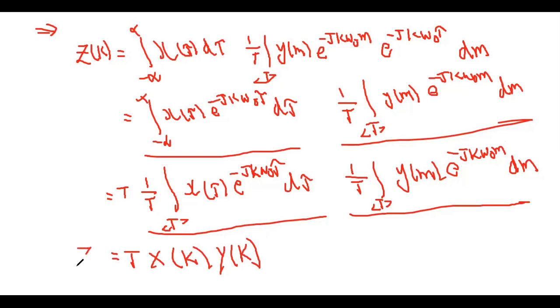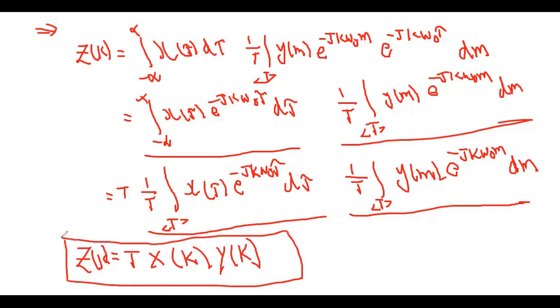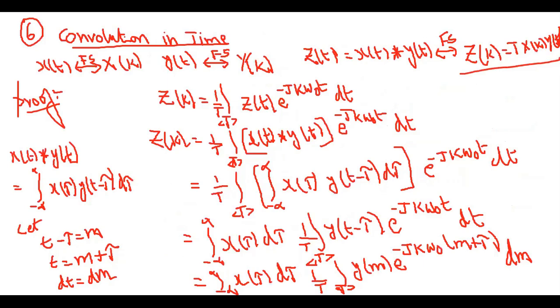Got it, my students? So finally Z of k is equal to T into X of k and Y of k. Okay. That is what you have to prove for convolution in the time domain. Let us see here. Z of k is equal to T into X of k, Y of k. Once again, by using the analysis equation, Z of k is equal to 1 by T, the integral over T, z of t e power minus j k omega naught t dt. And here you can substitute the convolution formula, and both the integrals are separated.